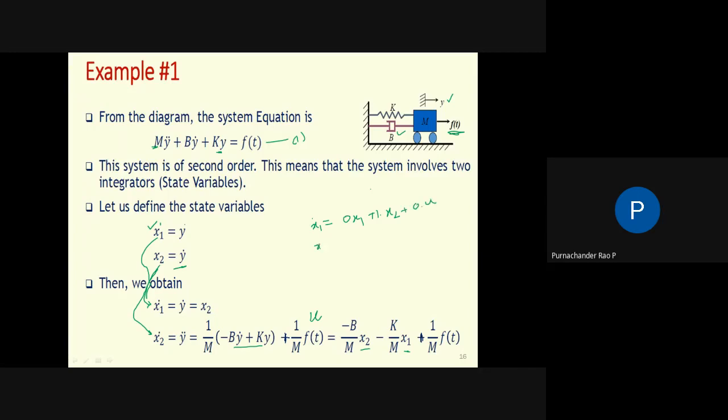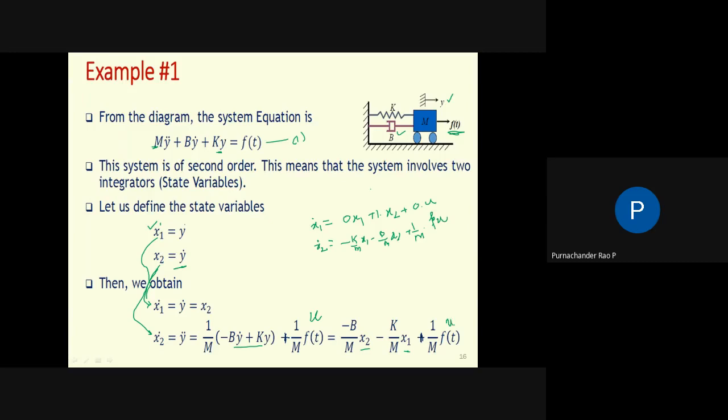Okay, and then x2 dash. So x2 dash is equal to minus k by m into x1 minus b by m into x2, okay, then plus 1 by m into f of t, okay. f of t is nothing but your u, the input signal u, okay.